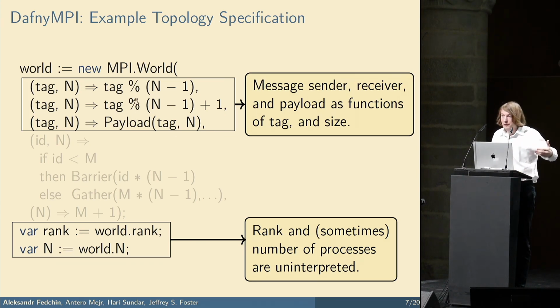And then after you create this object, the process may then query for its own rank and the size from that object, and these are uninterpreted. The code that follows cannot assume anything about the process's rank. So you can branch on it, and if you are in an if condition following some constraint on rank, then you can assume that. But otherwise, it's uninterpreted, and the proof has to work for that.